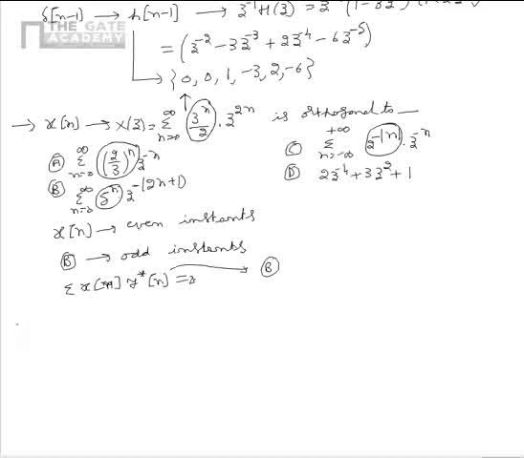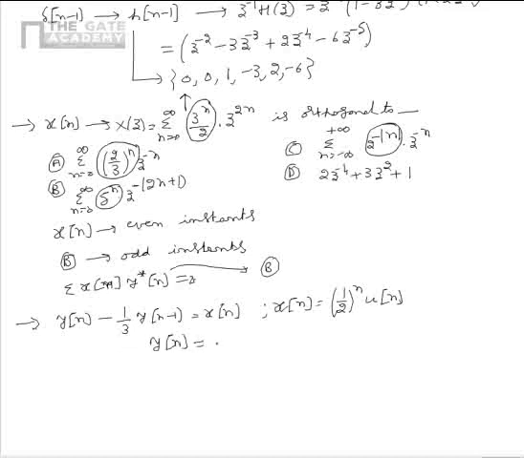Now let us consider another problem, as per which it is given that an LTI system is represented by the difference equation y of n minus 1 by 3 y of n minus 1 is equal to x of n, and an input of x of n is equal to 1 by 2 whole power n u of n is given to the system. If the system is initially at rest, find the output y of n of the LTI system.